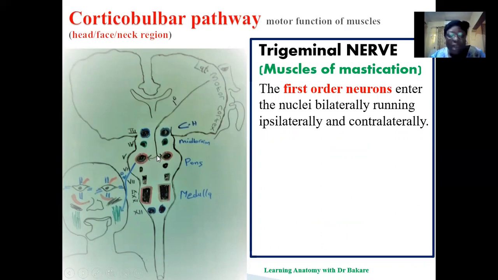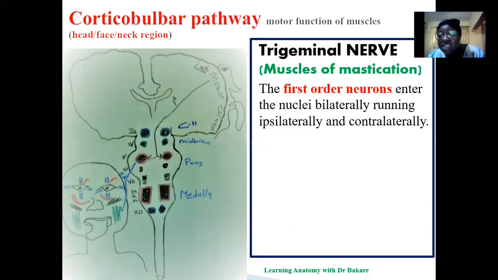It runs, and when it gets to the junction of the trigeminal nerve, it also runs bilaterally. It gives a branch to the trigeminal nucleus on the ipsilateral side, and also gives another branch to the contralateral side. Then it synapses with the second order neuron, which picks it up from there and runs down.